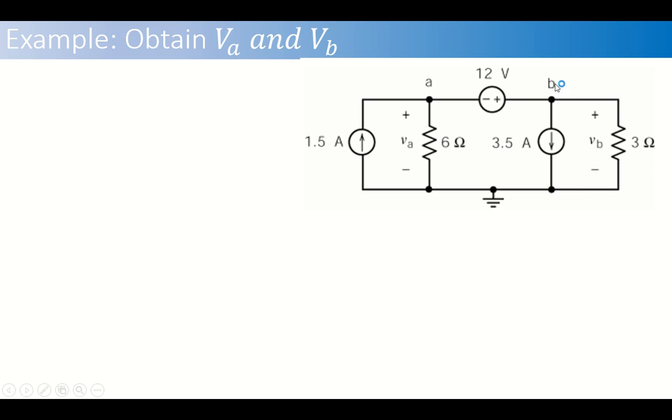Similarly at point B we cannot use KCL in this branch, because we cannot use Ohm's law in this branch. So this means that we cannot use KCL at any of the points.